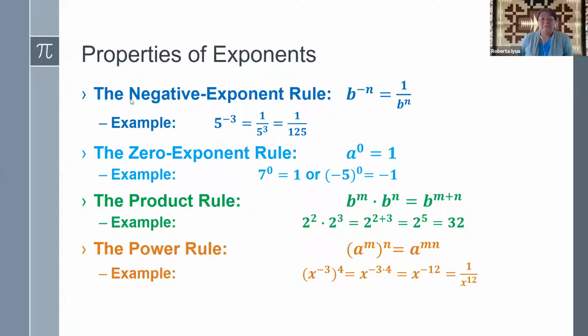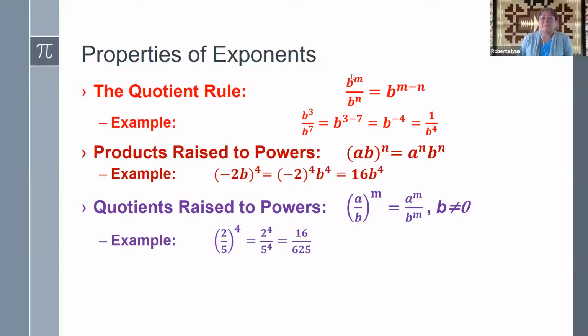And then we'll continue with the quotient rule of b raised to the m over b raised to the n equal to b raised to the m minus n. An example, b raised to the 3 over b raised to the 7, which is equal to b raised to the 3 minus 7, equal to b to the negative 4. And again, we'll go back to the previous rule of 1 over b raised to the 4th.